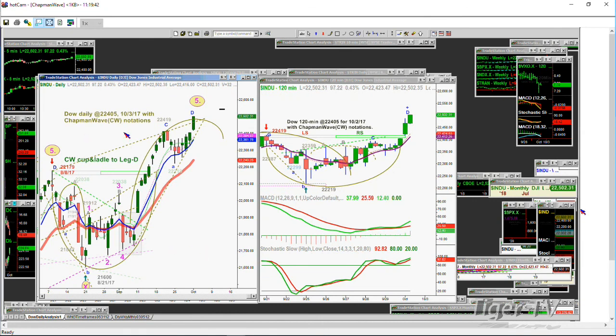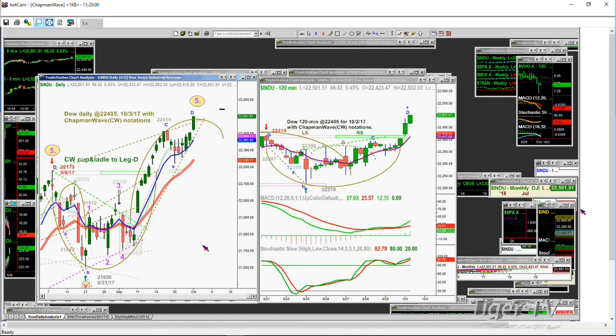So now what we've got, and then the Chapman Wave cup and ladle says, when you break out in a cup formation, not a cup and handle, that doesn't stop at the left side lip, in this case 22,179, it just goes right through it. And preferably it goes right through it in a B or a C, because it says you should still go to a D.